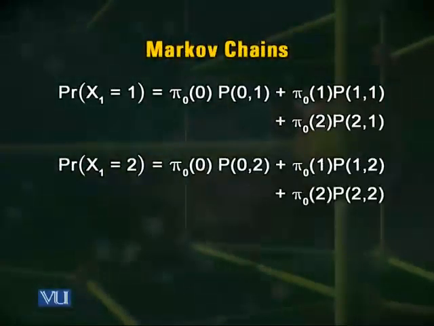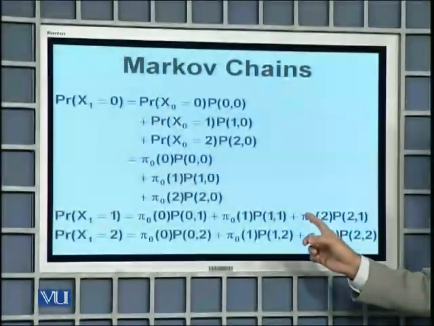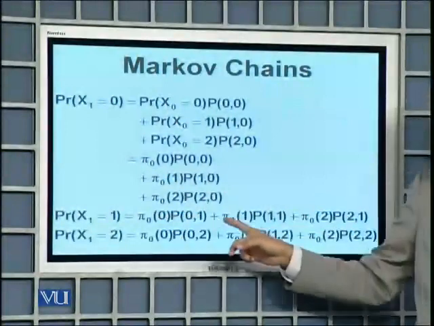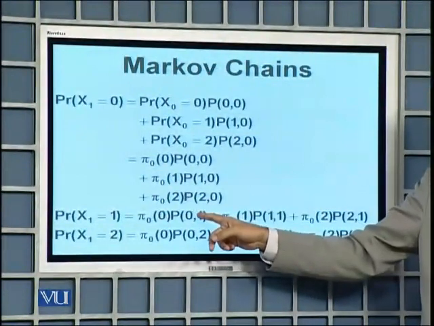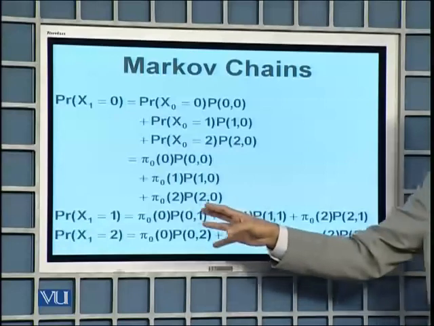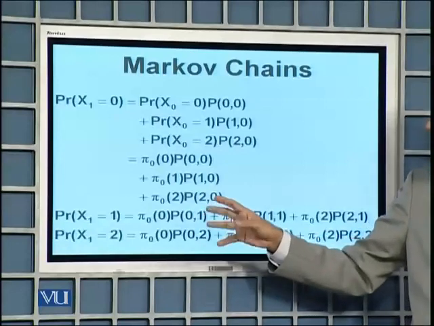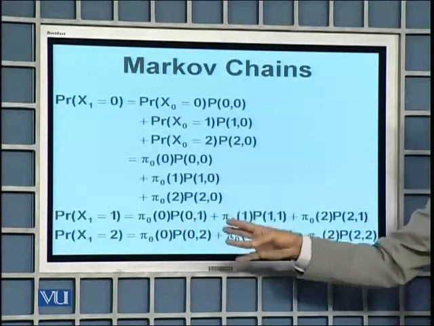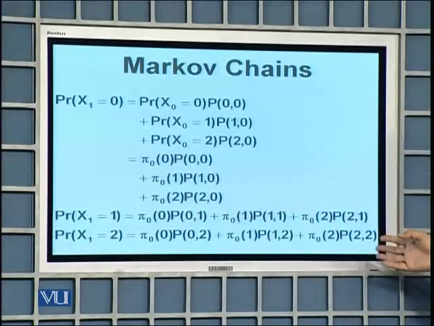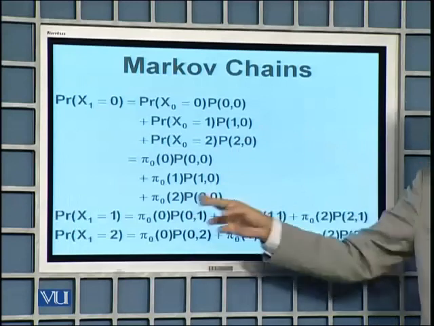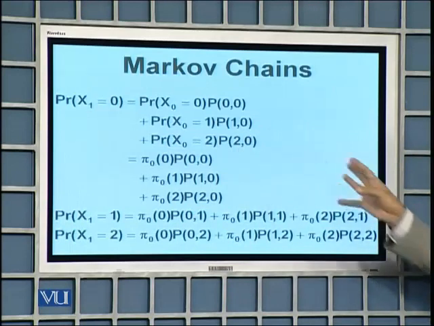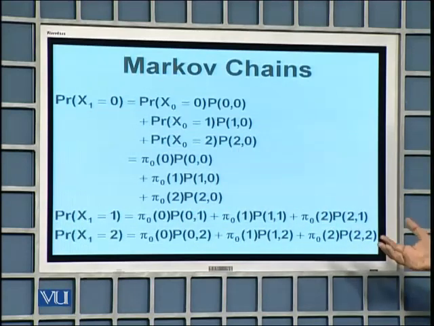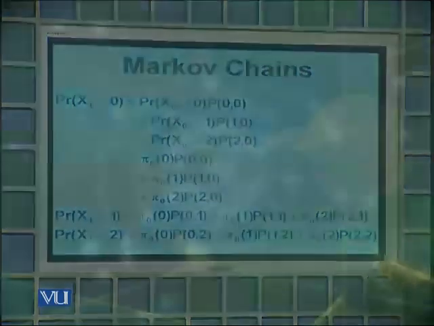If you look at these formulas, you should observe that they are similar to the inner product of two vectors, pi 0 of 0, pi 0 of 1, pi 0 of 2, and these three transition probabilities. So all these formulas are dot products of 3 by 1 vectors. So all these transition probabilities and this initial probability distribution can be used to formulate this problem in a different format, in the format of vectors and matrices.